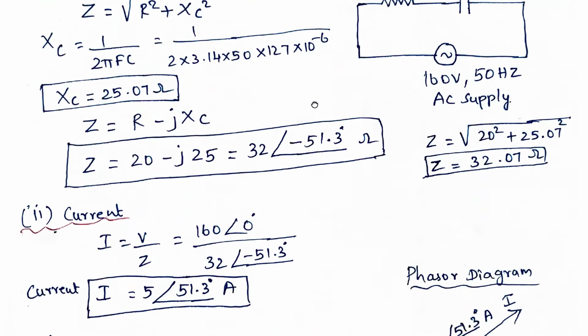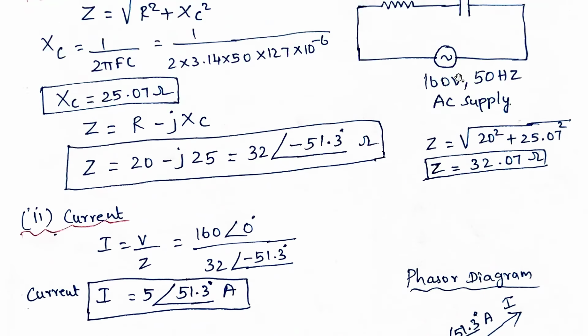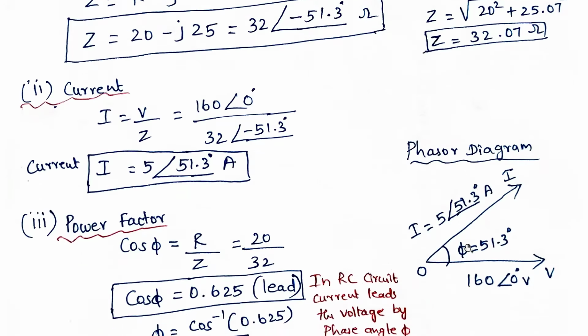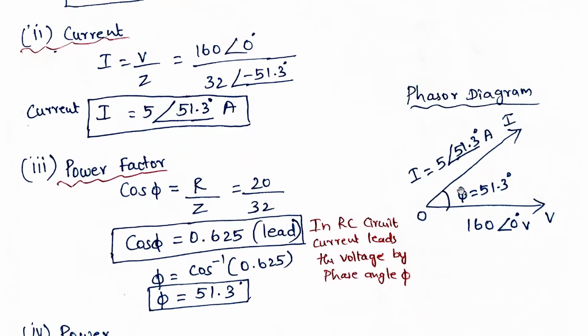Now we need to draw the phasor diagram. First we draw the voltage. Voltage V is 160 at the angle of 0 degrees. I is 5 at the angle of 51.3 degrees, so approximately I am drawing 51.3 degrees. This axis is the current axis, 5 at the angle of 51.3 degrees amperes. So the phase difference is 51.3, because phi is 51.3. That's all. So this is the phasor diagram for the RC series circuit.